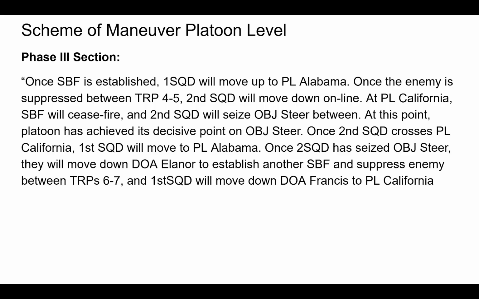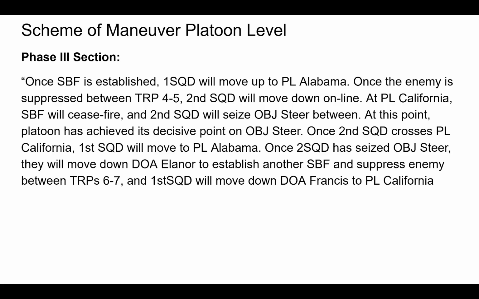At platoon level, an example for a phase 3 is, hey, actions on have started. Support by fire is going to establish. Once that happens, first squad is going to move up to phase line Alabama. Once the enemy is suppressed between these TRPs by support by fire, that will allow second squad to be able to move up online with them.